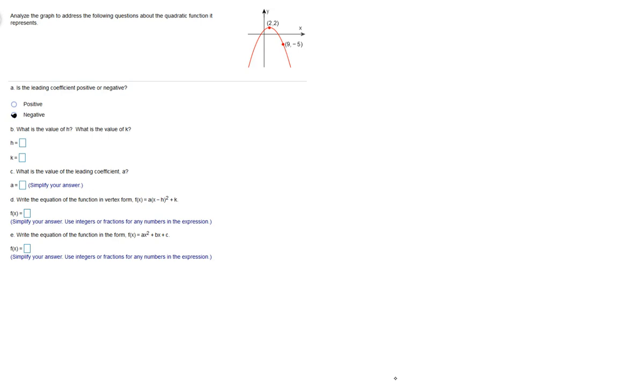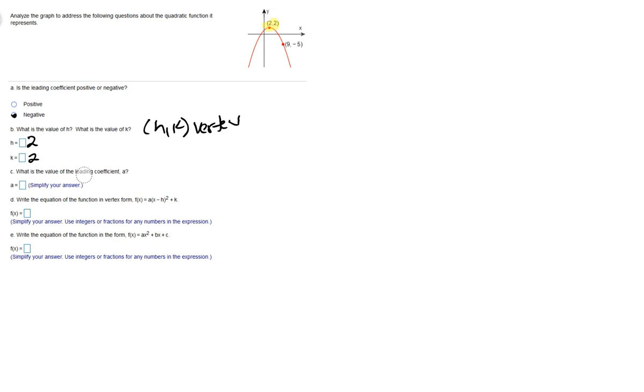The next question says, what is the value of h and what is the value of k? We use h, k to stand for the vertex. So the vertex of the parabola is right here. Oops, sorry. Use my highlighter. The vertex is right here, that 2, 2. So we can see that h is 2 and k is 2.